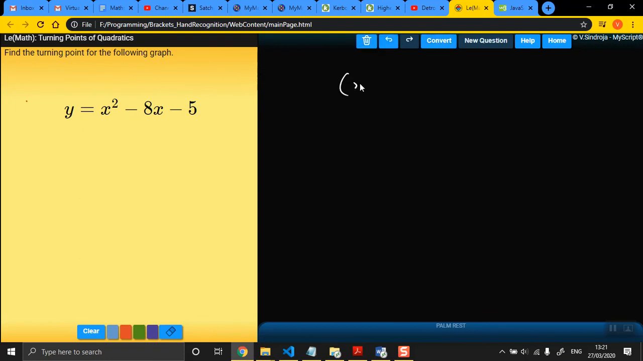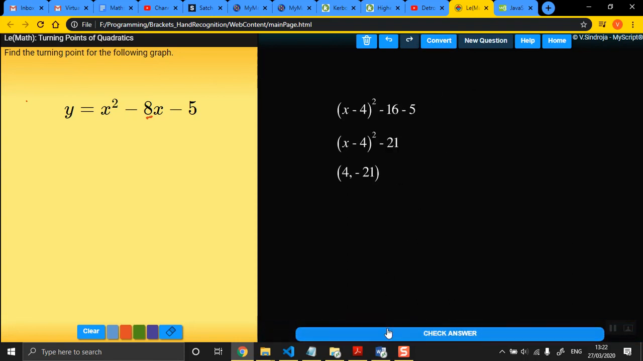So it'll be x minus, half of that is 4, squared. Then I'd have to take away the 16 that would be there if I were to expand that double bracket, and then replace it with minus 5. If we simplify this, minus 16 take away 5 is minus 21. Now the coordinate of the turning point: the opposite of the number on the inside is 4, and the number that literally appears on the outside is minus 21. And that is the turning point.